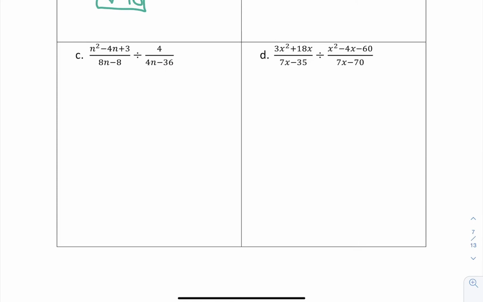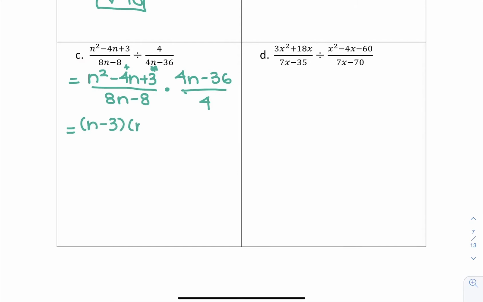Let's try these last two. First off, we're going to keep, change, flip. So n squared minus 4n plus 3 all over 8n minus 8 times, and now we're going to flip, 4n minus 36 all over 4. Now factor. What multiplies to 3 and adds to -4? Well, that would be -3, -1. So n minus 3, n minus 1. We'll factor out an 8 on the bottom because that's the GCF. We'll factor out a 4 over here because that's a GCF of 4 and -36. And then we'll have a 4.